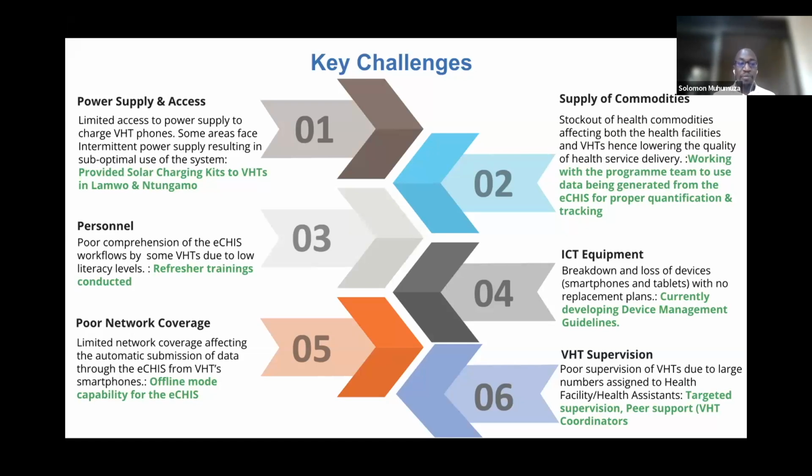There's of course a problem of poor network supply. That is one of our biggest problems, poor network coverage. There are some areas which are a bit remote, but we are working with the telecom companies to ensure there's good coverage. As well, the offline mode of the application really helps us, because the VHTs then move to spots where there is network coverage every time they want to synchronize.